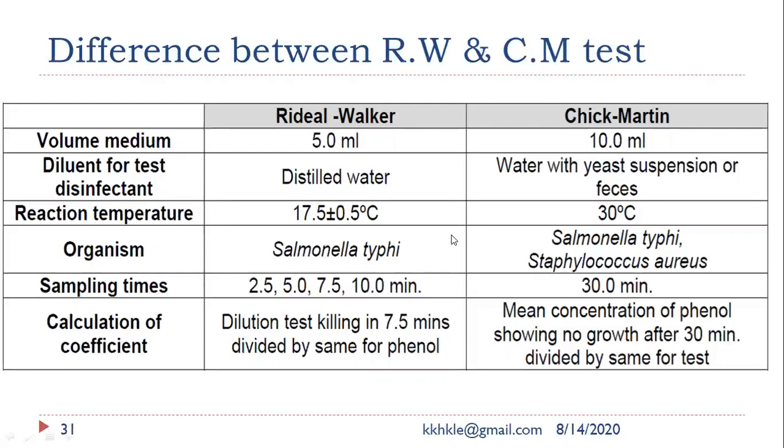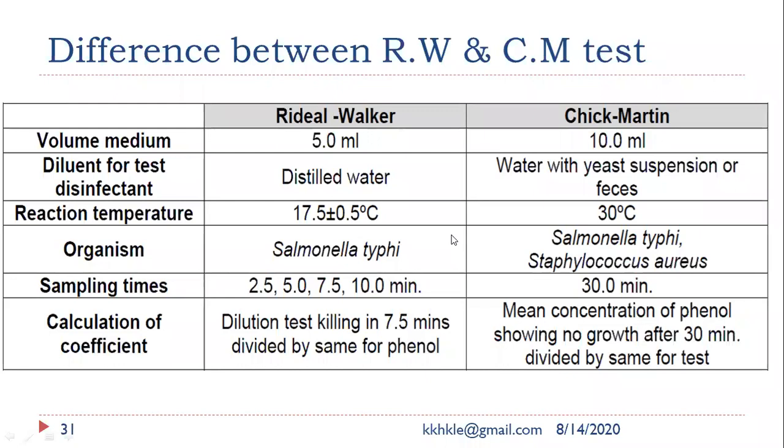In the Rideal-Walker test, the reaction temperature, that means the reaction between the disinfectant and the organism, is tested at 17.5 degrees centigrade, which is a lower temperature for pathogenic organisms to grow. You know that the growth temperature for pathogenic organisms is slightly on the higher side. This condition does not simulate ordinary room temperature. That's why in the Chick-Martin test, the reaction temperature is maintained at 30 degrees centigrade, which is a common or average room temperature in most places.